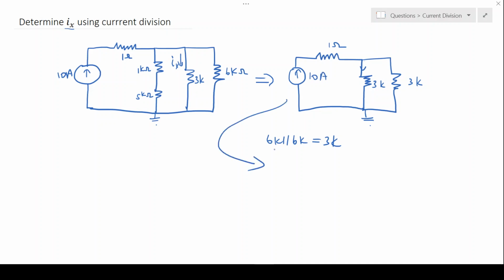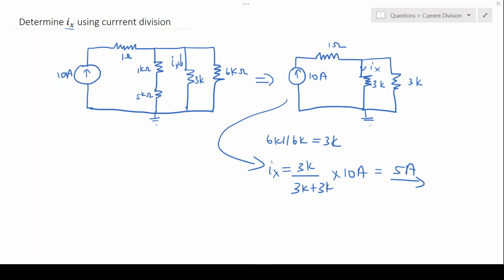Right. Now, if we're looking for the current Ix, we should be able to see from here that Ix will give us the opposite resistance, which is 3K over the sum of the resistors, 3K plus 3K, multiplied by the total current, which is 10 amps. So that's going to give us 0.5 times 10, which then gives us 5 amps.